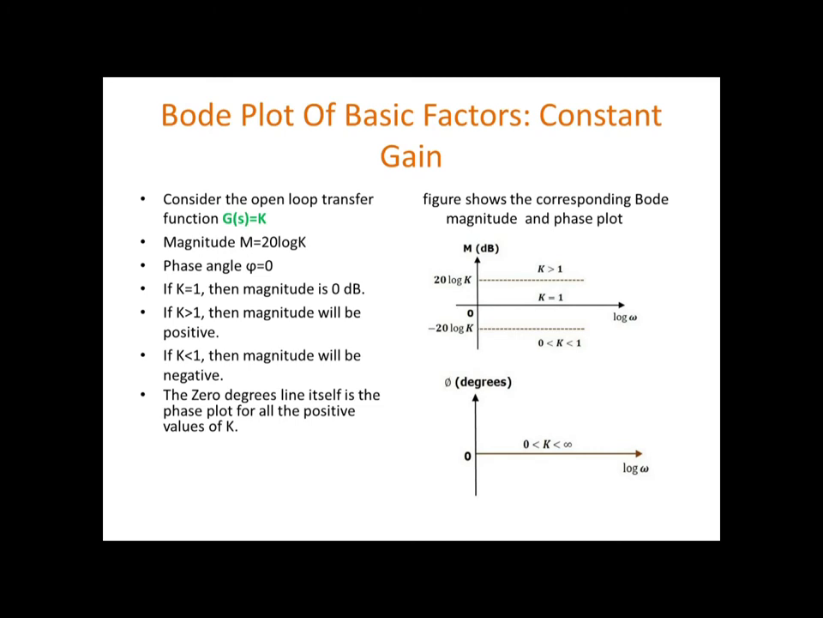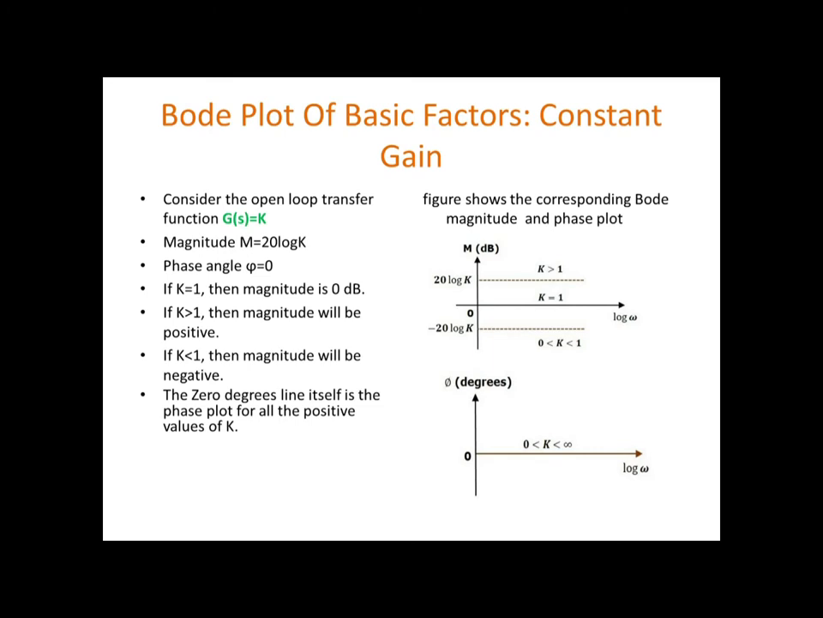So, there are a total of 8 basic factors. Among those, in this video lecture, we will consider the constant gain K, the integral factor, that means a pole at origin, the derivative factor, that is a 0 at origin, the first order factor in the denominator, that means a pole on the real axis, the first order factor in the numerator, that is a 0 on the real axis, and the first order factors with repeated poles or zeros.